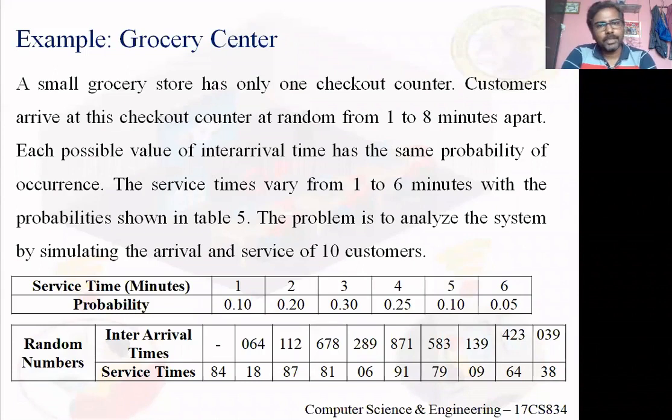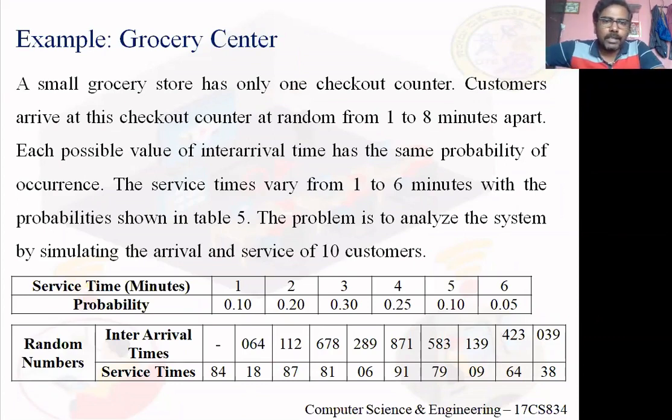Got it? Clear? Now I said, inputs are usually modeled as probability distributions. So now I'm giving you the probability distribution for inter-arrival time and service time. Along with the probability distributions, I will give you random numbers for each customer's inter-arrival time and service time. Through that, you need to determine the value of inter-arrival time and service time of each customer. Clear? So now have a look at the problem statement.